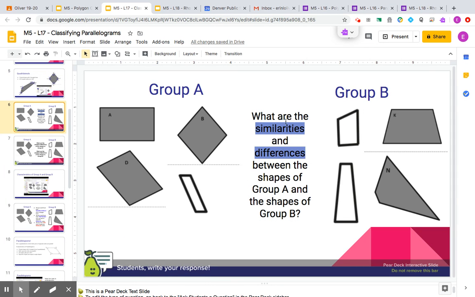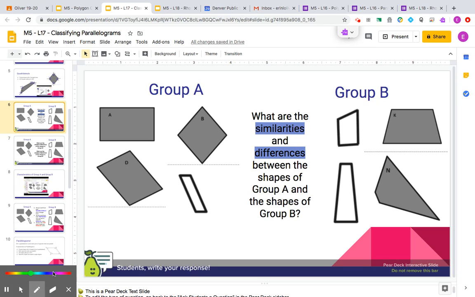This is about what you guys were looking at prior. So on this one, you should have written down your similarities and differences. For instance, I saw that all of these shapes have 4 straight lines, which makes them a quadrilateral. Quad meaning 4, lateral meaning line. I also recognize that they all have at least one pair of parallel lines.